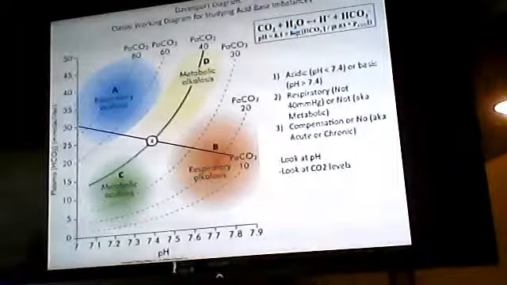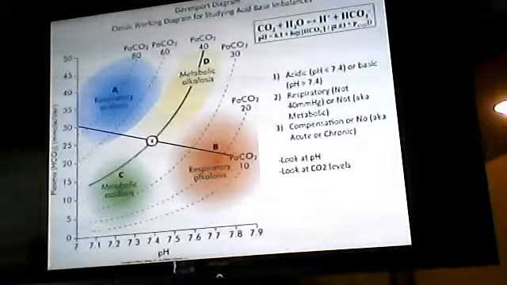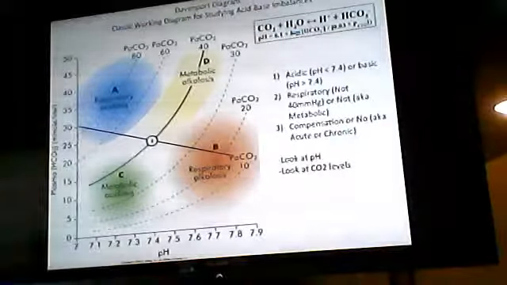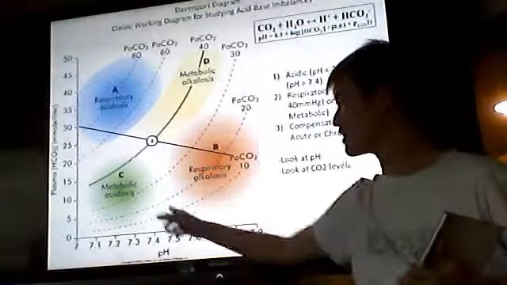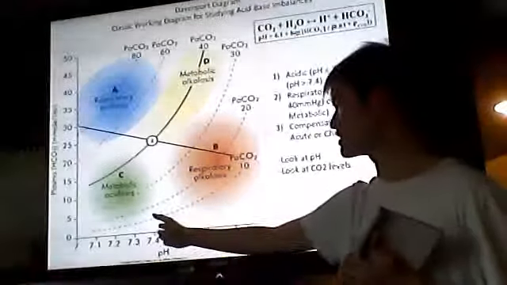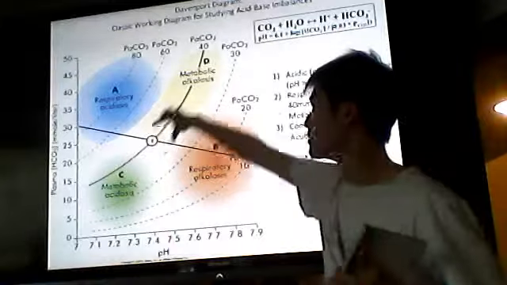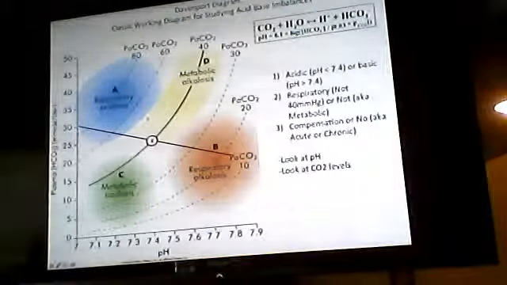If we're acidic, for example, and we have normal CO2 levels, that's not a respiratory problem. If it's not a respiratory problem, it has to be metabolic. So if we look along this curve, metabolic acidosis, the pH is less than 7.4, and we're also along this 40 line on the graph. Do you guys all see this?